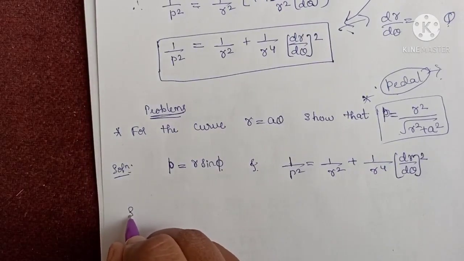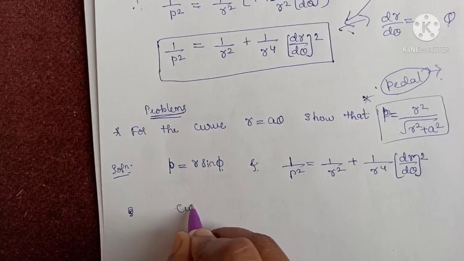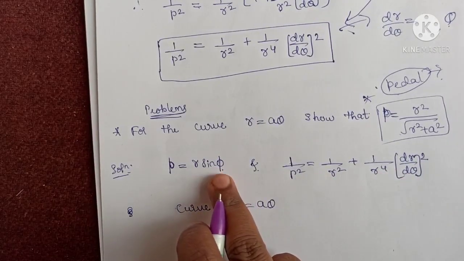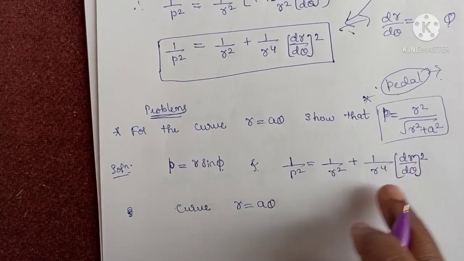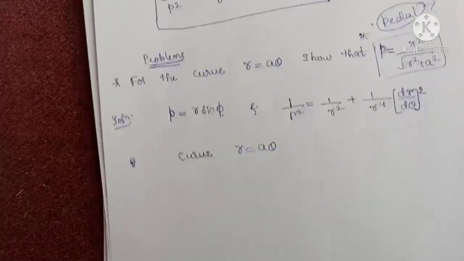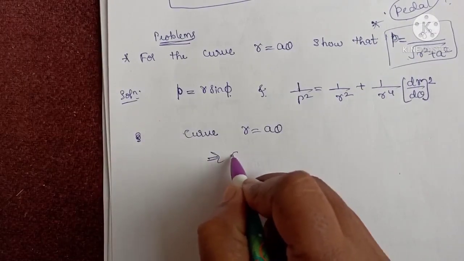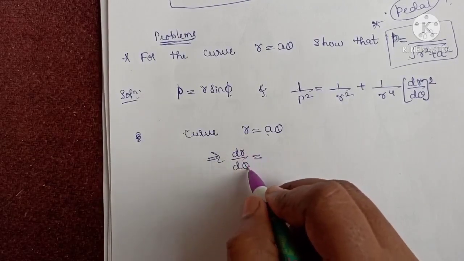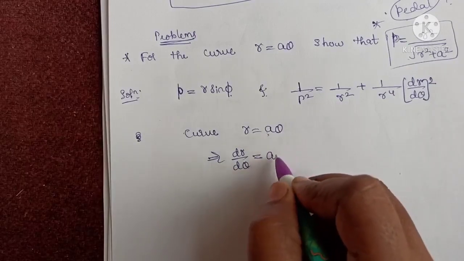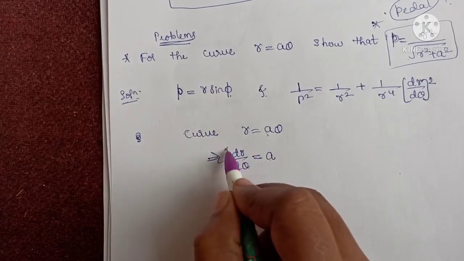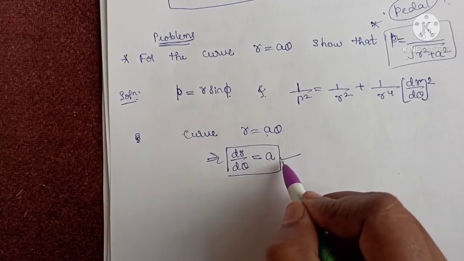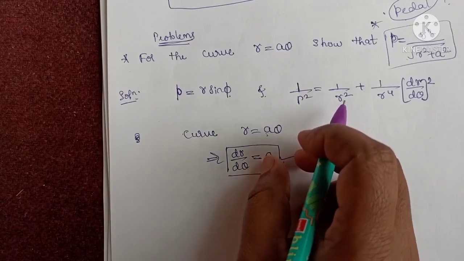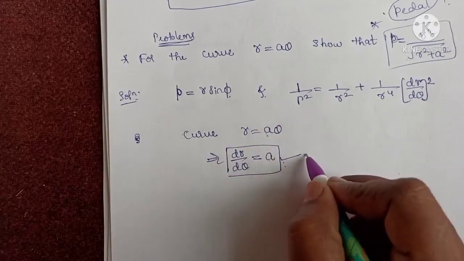Solution. First let us consider the given curve, r equals a theta. For both finding the phi value and dr by d theta, we need differentiation of this curve. So we differentiate the given curve. dr divided by d theta equals a, since differentiating theta gives 1. You can observe that dr by d theta contains no theta terms; on differentiating, it consists only of a constant term.